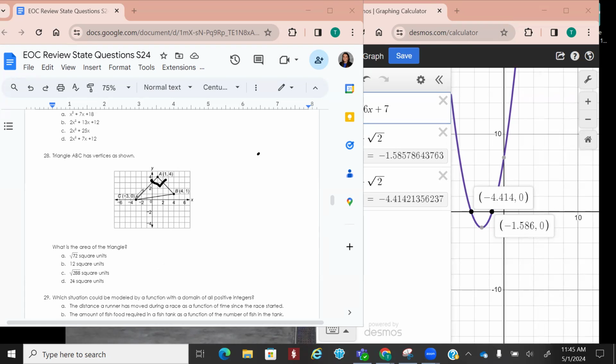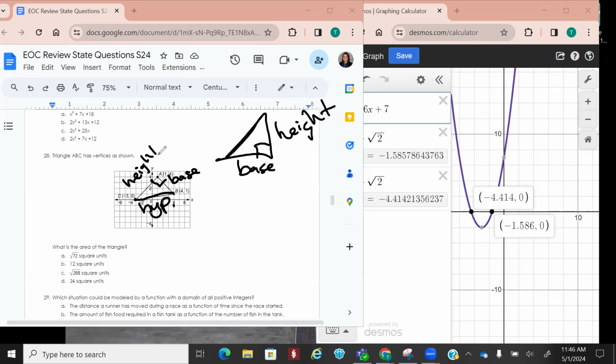Which means that this is the hypotenuse. This is the longest side. If you took that triangle and you turned it right side up, this is going to be your base, then this is going to be your height. So base is over here, height is over here.